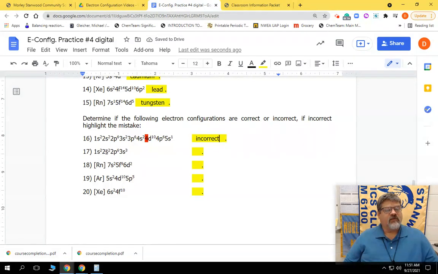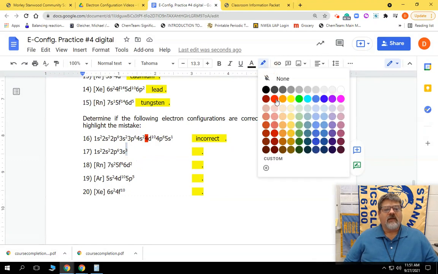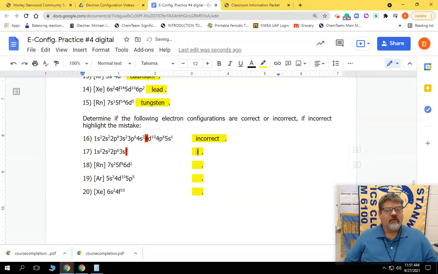We have 1S2, 2S2, 2P6, 3S2. It looks like it's written correctly, but it's not because this right there, that one's wrong. The highest that number can be is a 2, so that one is written incorrect. Go to this last one.